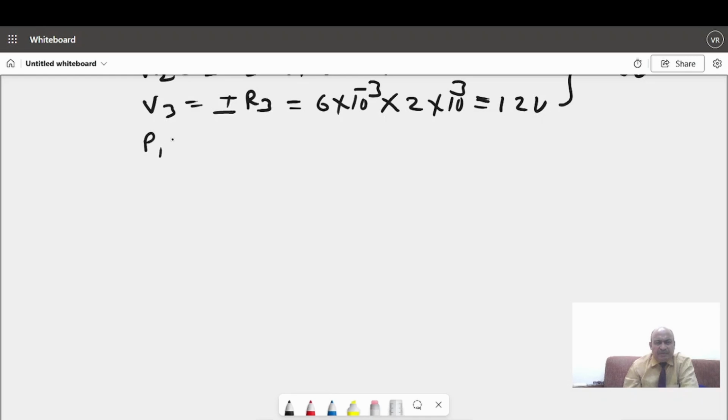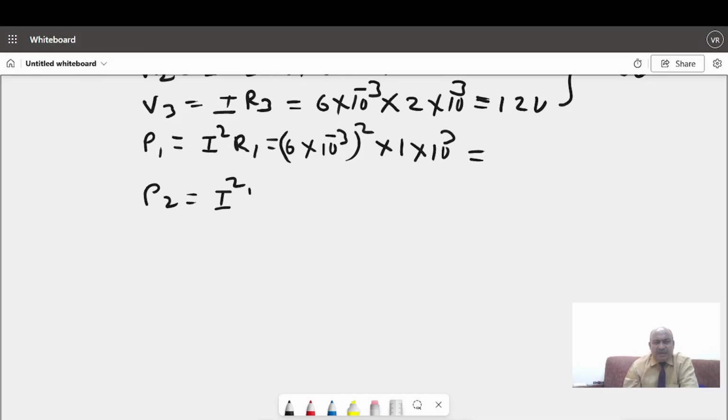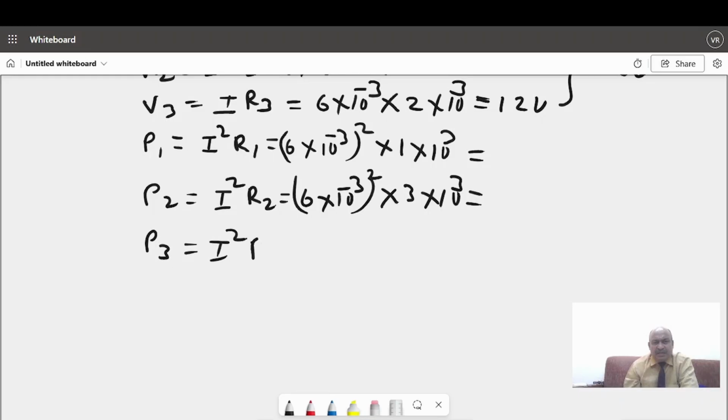Similarly, P1 is equal to I squared R1, meaning 6 into 10 to the power of minus 3 whole squared into 1 into 10 to the power of 3. P2 is equal to I squared R2, 6 into 10 to the power of minus 3 whole squared into 3 into 10 to the power of 3. P3 is equal to I squared R3, 6 into 10 to the power of minus 3 whole squared into 2 into 10 to the power of 3.